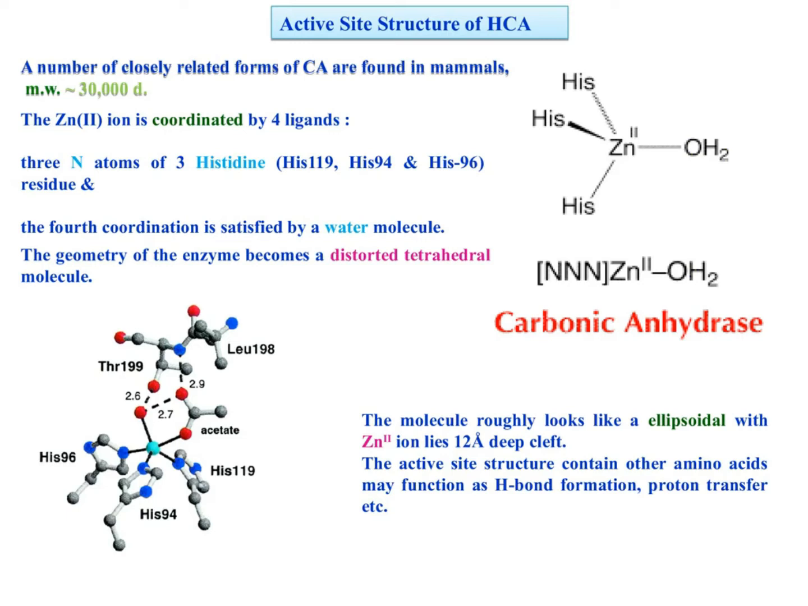On the left side below, the crystal structure of carbonic anhydrase is shown. It is purified, isolated, and the single crystal structure was obtained by X-ray analysis. Here also we can see a few amino acid residues present near the active site structure, bonded by hydrogen bond formation.